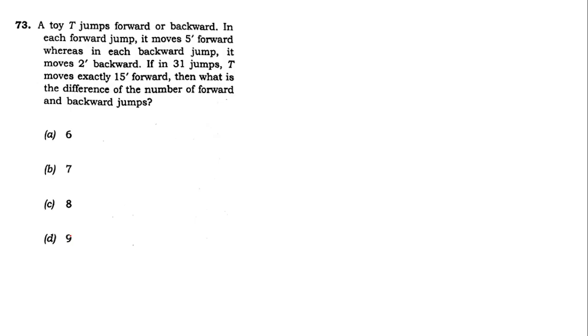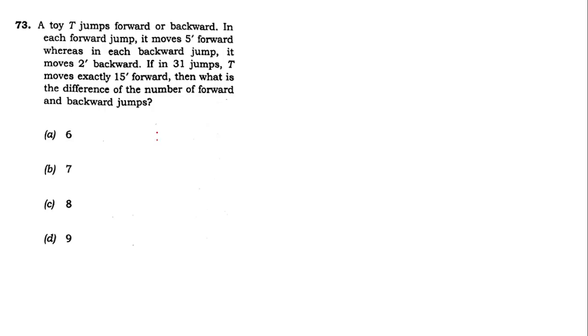If in 31 jumps T moves exactly 15 forward, so don't worry whether it is inch, meter, centimeter, whatever it is, we'll just take any one as a reference. So I'm just using the word inch here. If it moves 5 inch forward, and in a backward jump it comes back 2 inch. So if in 31 jumps T moves exactly 15 forward, we have to form an equation here.